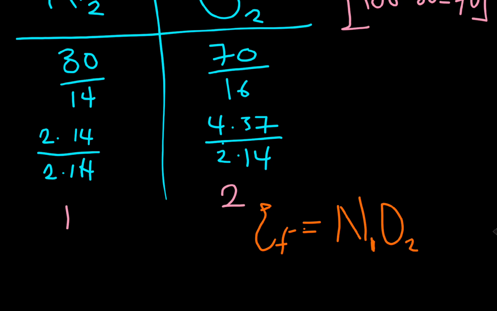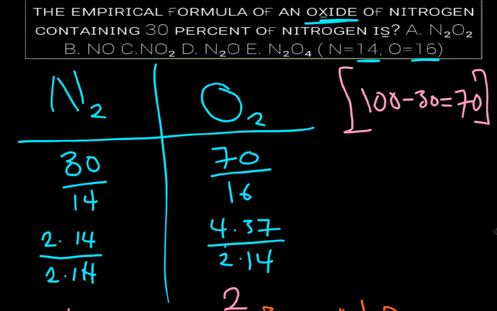Now I'm just going to go back up and we'll check our options. N1O2, and so the correct option is option C, N2O, which is still the same thing as N1, O2.